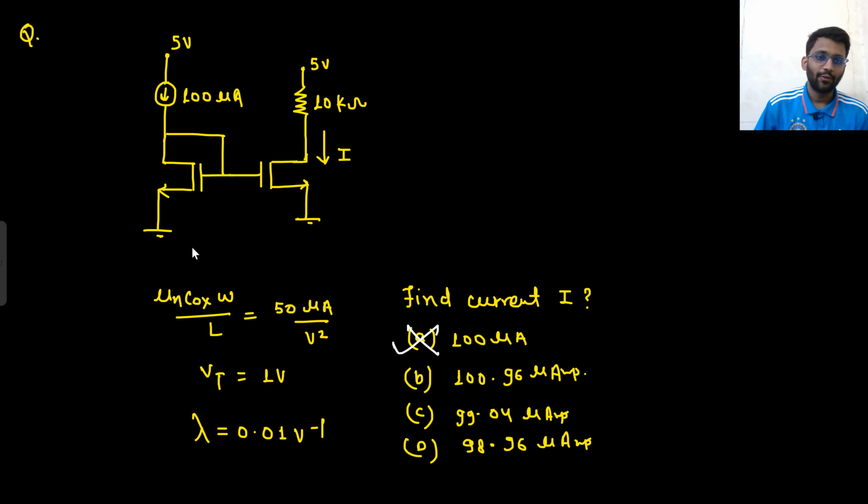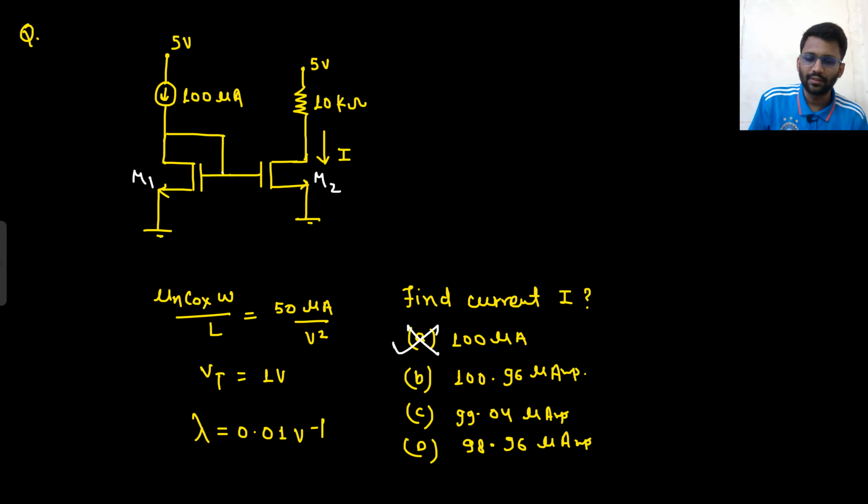Now we need to find the value of VDS. So can we find the value of VDS for this one? Yeah, we can find, because here VGS is equal to VDS. So M1 and M2, which one was M1, which one was M2? This was M1, this was M2. Sorry, I forgot to show it. So we can find the value of VDS1, right?